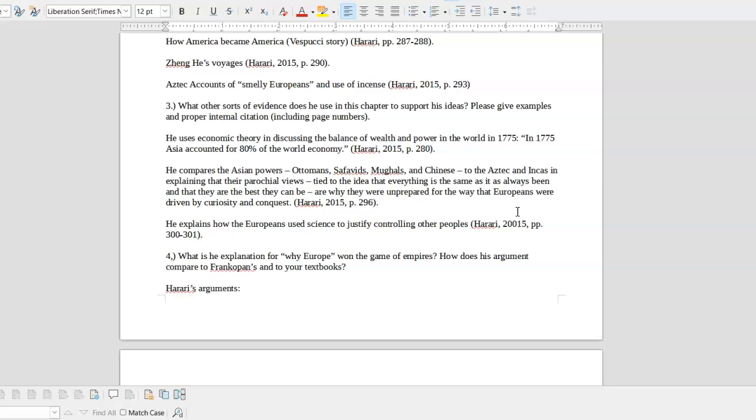It's on page 280. He compares the Asian powers, in this case the Ottomans, Safavids, Mughals, and Chinese, to the Aztecs and Incas in explaining their parochial views. And what he means by this is their idea that everything is the same as it has always been, and that they are the best they can be, and thus there's no need to look elsewhere. This is what parochial means, very self-centered, or centered in the reality of your limited worldview.